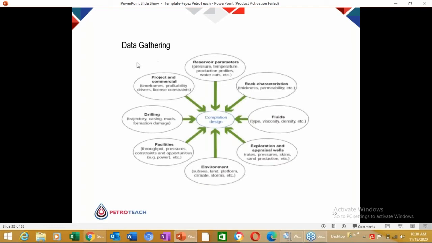Data gathering for the production: we have to get the reservoir parameters and also rock characteristics, fluids and fluid type, exploration and appraisal wells, environment, facilities, drilling, projects, and commercial.